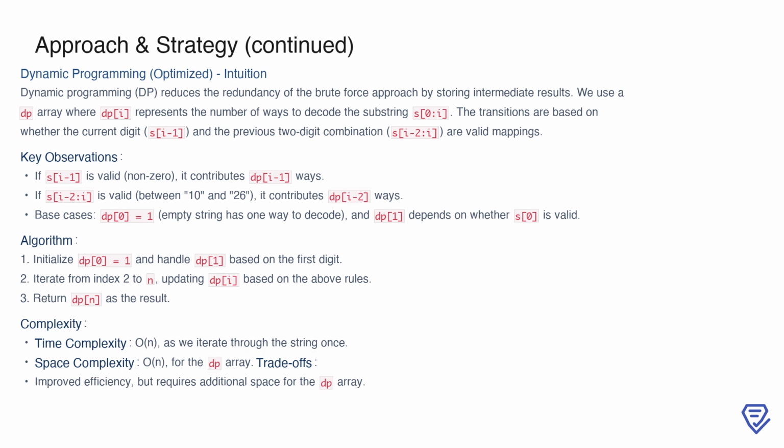From there, we iterate through the string, updating dp based on these rules, and the final result is stored in dp[n]. This approach achieves a time complexity of O(n), as we process each character once, and a space complexity of O(n) for the DP array. While more efficient, the trade-off is the additional space required to store the array.